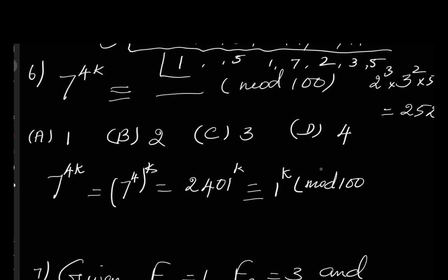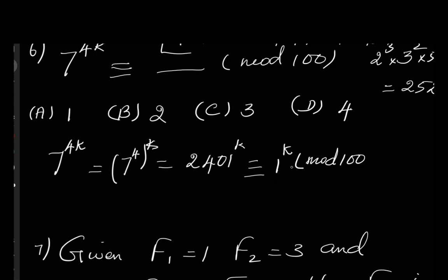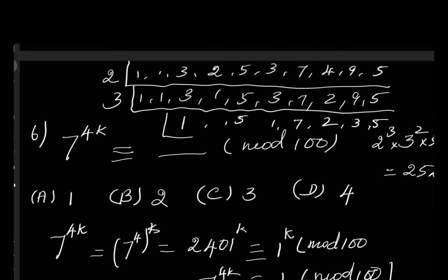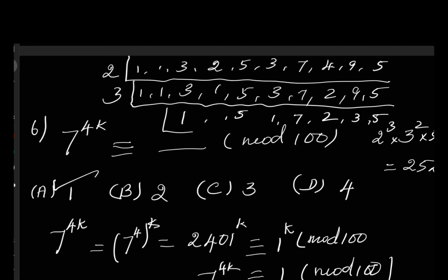That is power k, 1 power k. So 1 power anything, you will get the answer as 1. So 7 power 4k is congruent to 1 mod 100. So the answer is option A, 1.